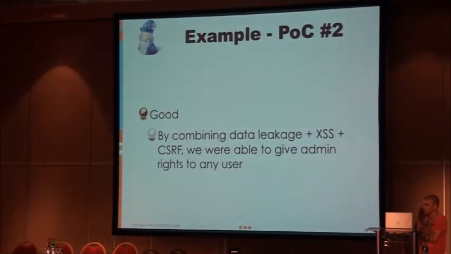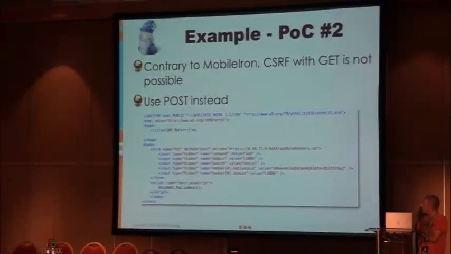We have made a similar proof of concept with Good. This time it was more complicated. We have to combine 3 different vulnerabilities: a cross-site scripting, a cross-site request forgery, and a data leakage. And this way we were able to give admin rights to any user. It is not exactly the exploit, but it's very similar to that. In this case, we have to use a post. As I said, it's not possible to use a get.